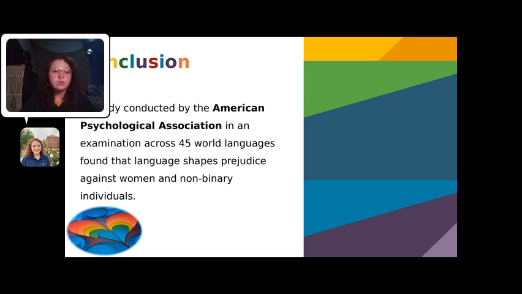Next time you introduce yourself to someone, try sharing your pronouns to make the other person feel comfortable sharing their gender pronouns, and to raise social consciousness about gender-inclusive language.